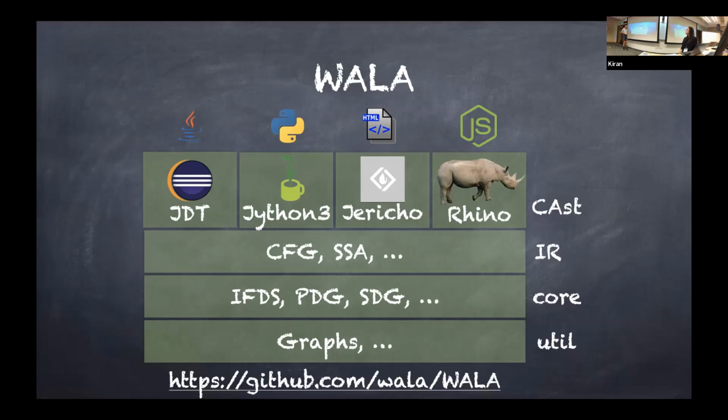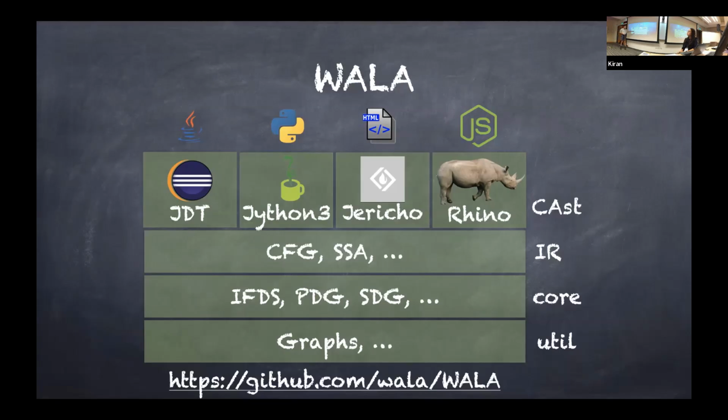And on top of that, you can build things like use structures and so on. So that's the core of the IR, which is used for building things like call graphs. And then also from the IR, we build things like the program dependence graph, and then the system dependence graph. We also have support for IFDS. We'll come back to that a little later in the tutorial.